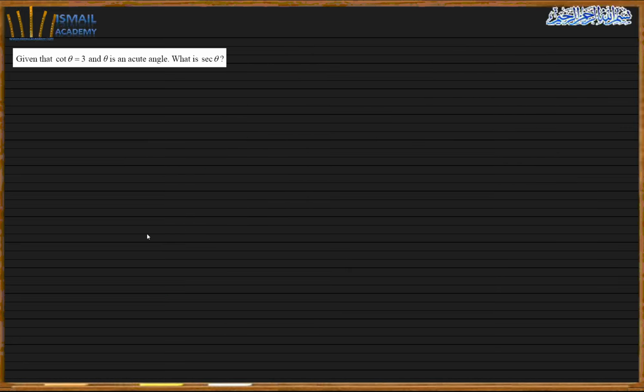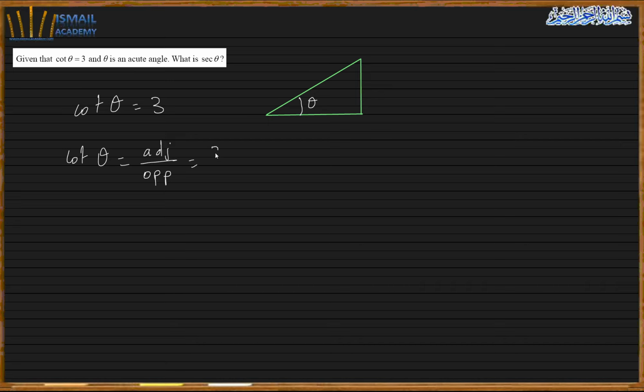Alright, for next, here they give me cotangent of the angle is 3, and they ask me to find secant. The best way to deal with that type of question is to use a triangle. So cotangent of any angle, this is my angle, cotangent is the adjacent over opposite. So here is 3/1, which means that the adjacent is 3 and the opposite is 1. So I just need to find the hypotenuse, which is going to be the square root of 3 squared, which is 9, plus 1 squared, which is 10. It's going to be square root of 10.